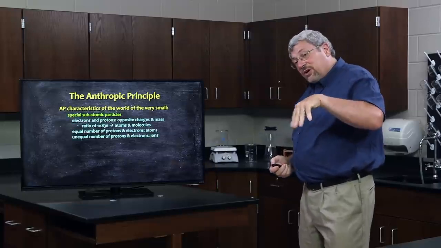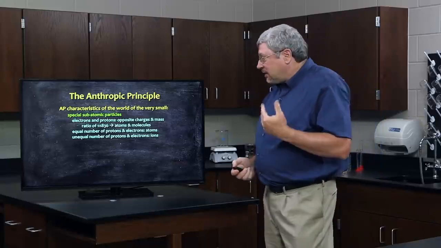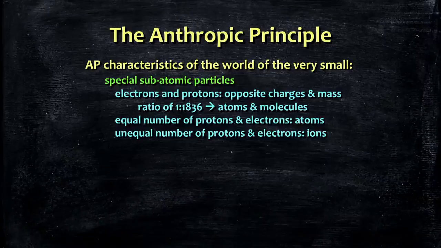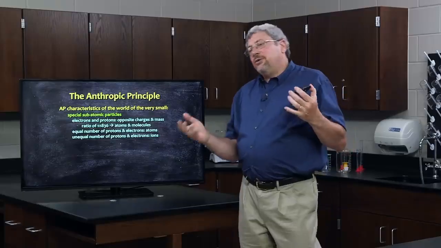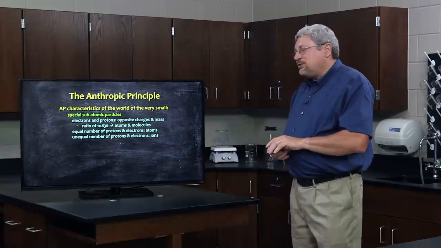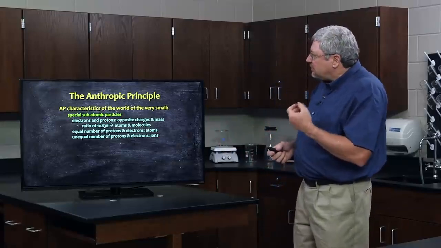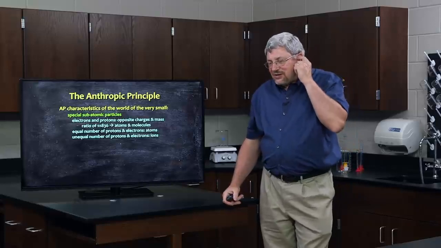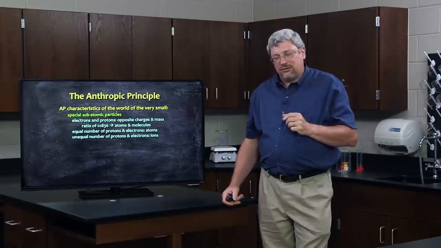First, those particles that are smaller than an atom, those things we call the subatomic particles. These include a number of particles, dozens of them, scores of them. The ones that are most commonly known are the electrons, protons, and neutrons. And if we look at the electrons and protons, these are interesting particles.